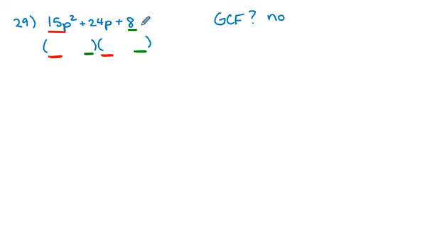So we have some choices: 8 and 1, 2 and 4, and then we would have to choose which one we put where. And when it's all said and done, when we calculate the inside product plus the outside product, it has to give us 24p. So there's a lot of fiddling around to do, and we don't even know if it's possible.